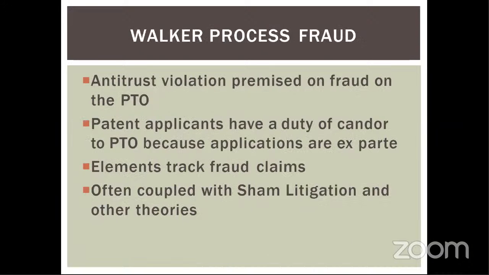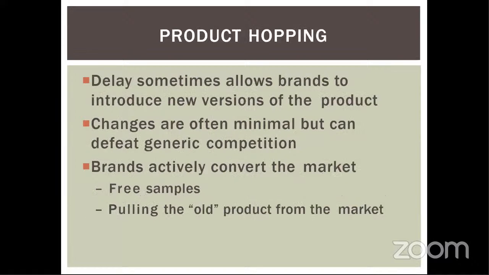Worker process fraud. Antitrust violation premised on fraud on the PTO. Patent applicants have a duty of candor to PTO because applications are expiring, which elements track fraud claim, often coupled with some litigations and other theory. Actually we are having some difficulty understanding these, I understand. When we read how to apply for NDA and ANDA, this will become even clearer. What is the meaning of product hopping?